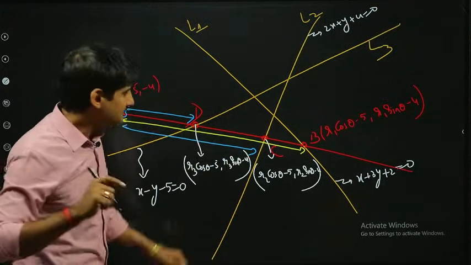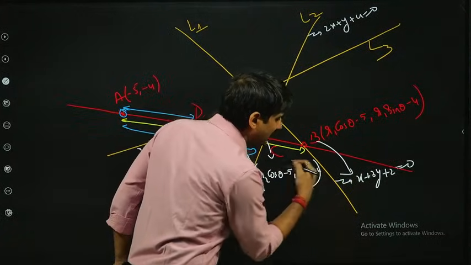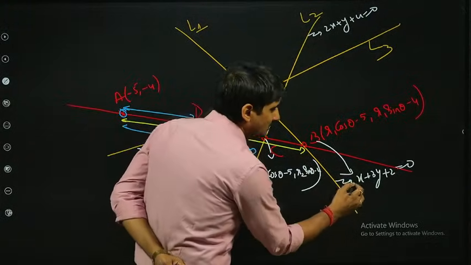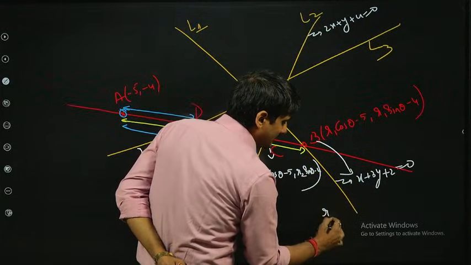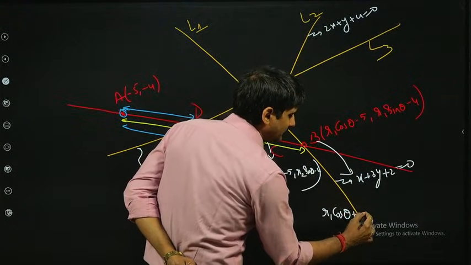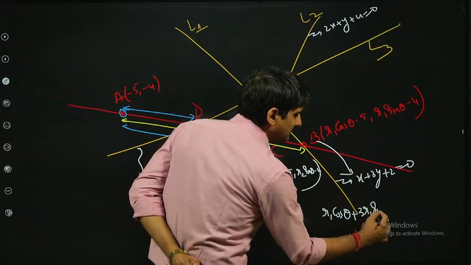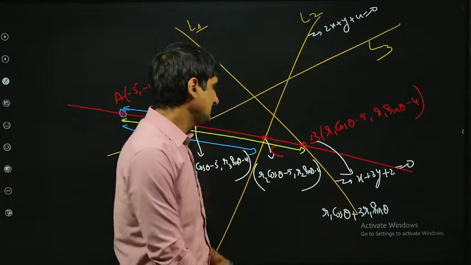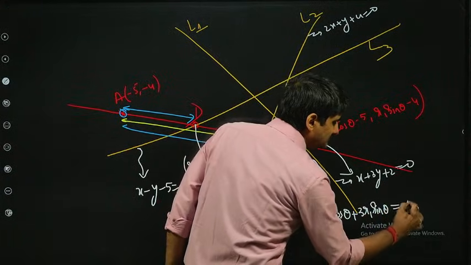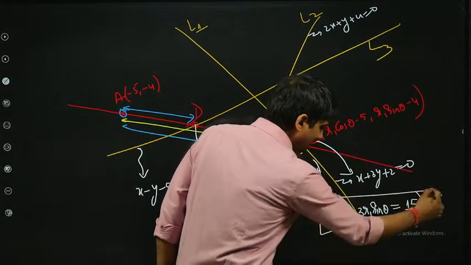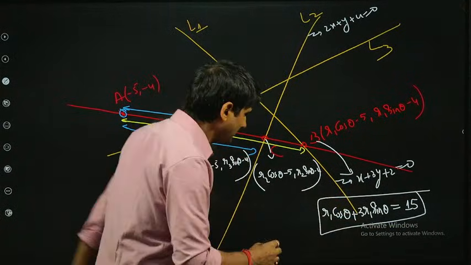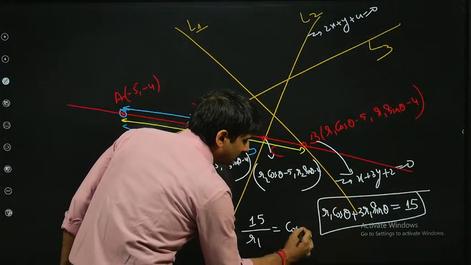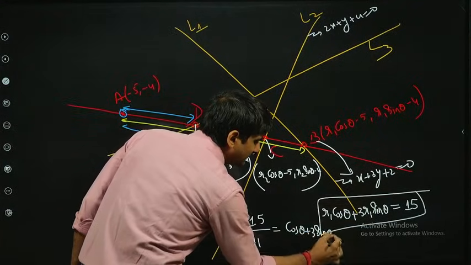Now since B lies on this line, it's a point of intersection with the line L1, so it must satisfy it. Just put it here. So it's r1 cos theta plus 3 r1 sin theta, and then minus 5 minus 12 is minus 17, plus 2 is minus 15, and see, you got 15 here. That's interesting. Now take r1 common, and 15 by r1 is nothing but cos theta plus 3 sin theta. That's the first value we got.